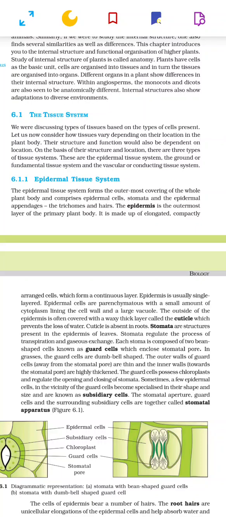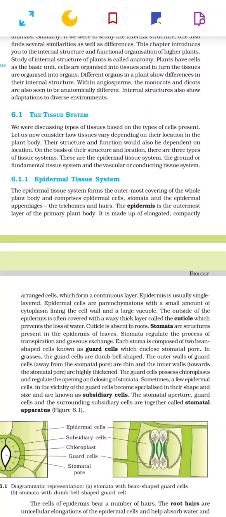Epidermal cells are parenchymatous with a small amount of cytoplasm lining the cell wall and a large vacuole. The outside of the epidermis is often covered with a waxy thick layer called the cuticle, which prevents the loss of water. Cuticle is absent in roots. Stomata are the structures present in the epidermis of leaves. Stomata regulate the process of transpiration and gaseous exchange.